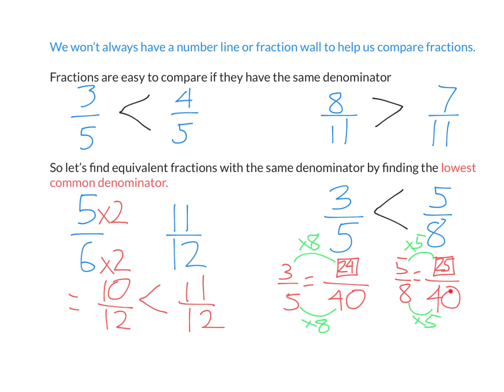And when fractions have the same denominator, they're very, very easy to compare. So this would be a lot quicker than drawing up two number lines, dividing one into fifths and dividing the other into eighths.